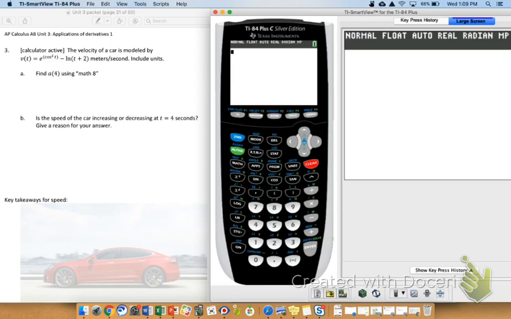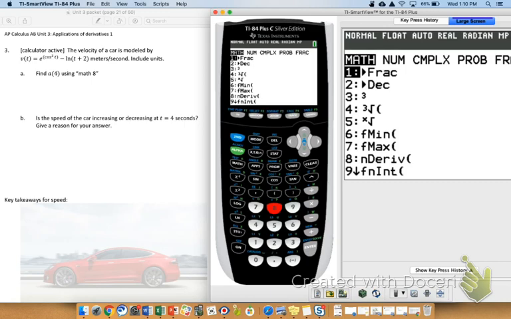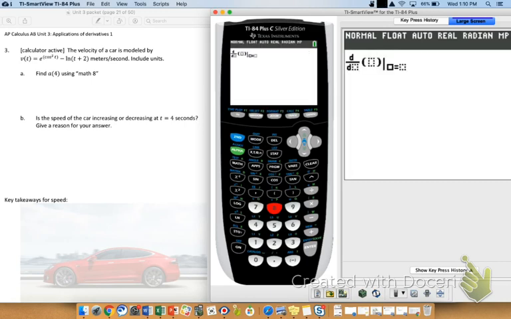Well, then we get to part A, and it says, find a of 4 using Math 8. So something I'm guessing some, if not all of you, have never seen before. So this should be really awesome. So on your calculators, here's what I want you to do. I want you to push, literally, Math, then 8. And when you push those two buttons, one after the other, what comes up?